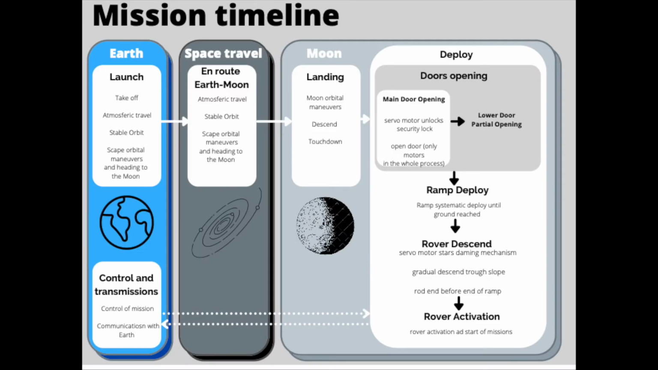The mission starts on Earth with the launch. It will then travel through space to the Moon. It will then land on the Moon, then the deployment system will begin. The door will disconnect, lowering and extending the ramp. The Spacebit will then be lowered by a security rail until it reaches the end of the ramp. It will then activate and start the mission.